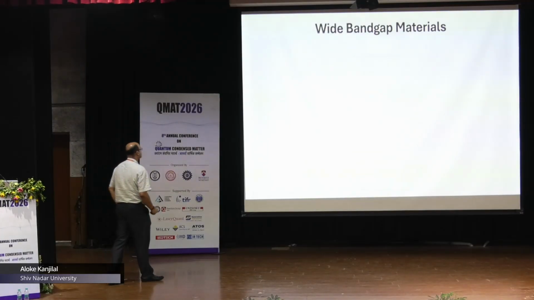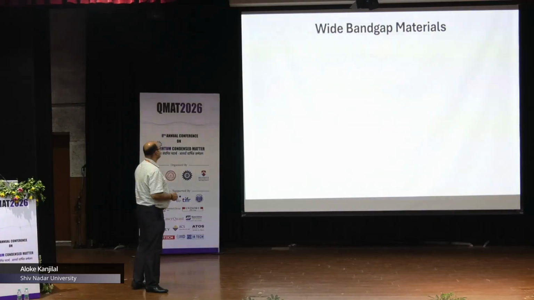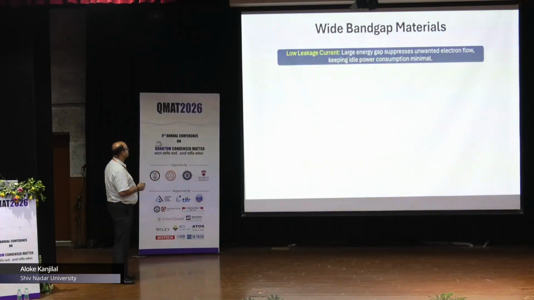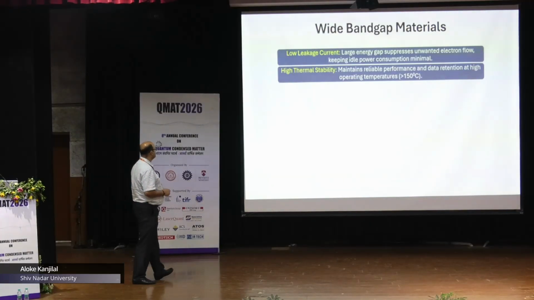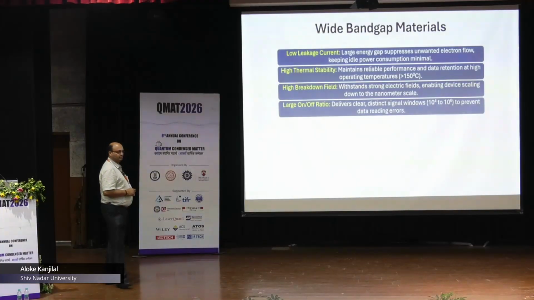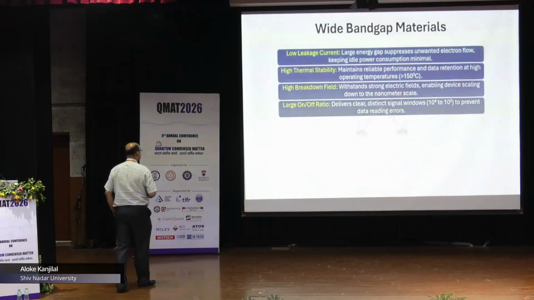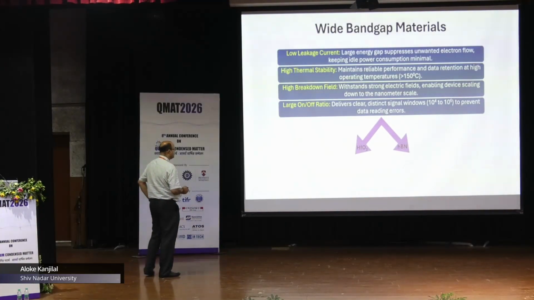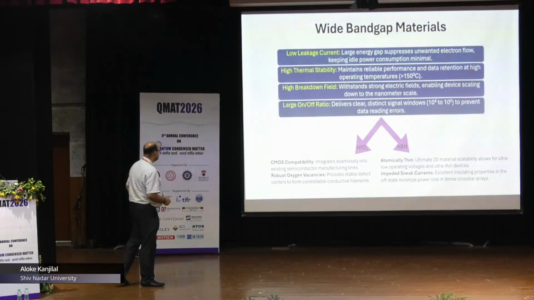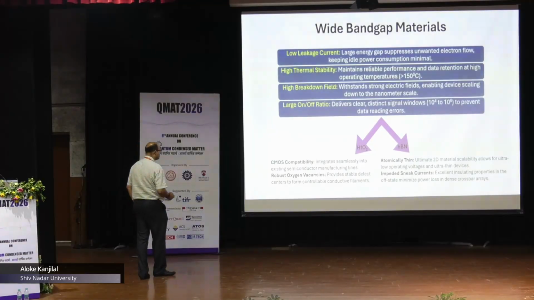So knowing that, we now think about how to prove that this is really happening. Here we have chosen two different materials keeping this in mind: low leakage current, high thermal stability, high breakdown field, and a large on-off ratio. These are the four components we have to think about before choosing. Then we found that hafnium oxide and hBN have these kinds of properties, and they are also very mature in the literature. Hafnium oxide is CMOS compatible, with robust oxygen vacancies.